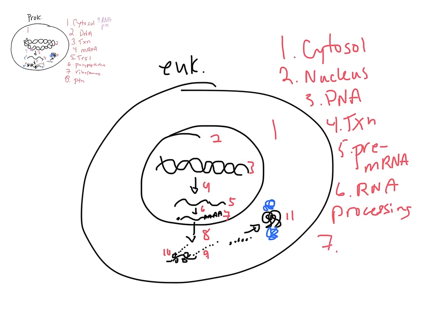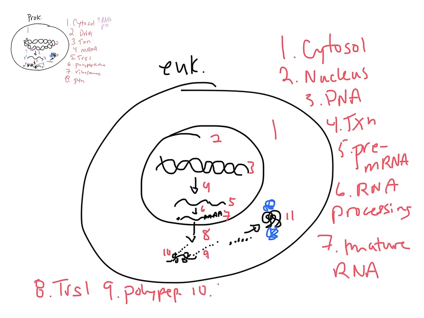Number seven, that's our mature RNA. Number eight process there is the translation. Number 9 is the polypeptide. Number 10, those are pointing to the ribosomes. Number 11 is our processed and folded protein.